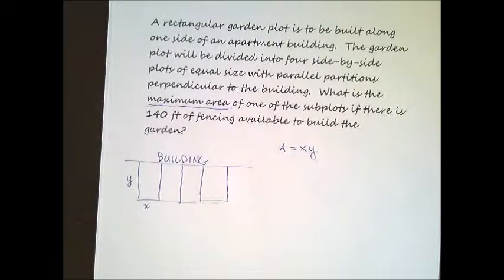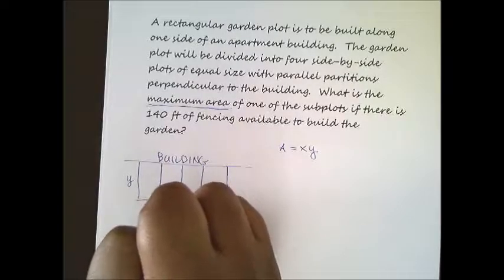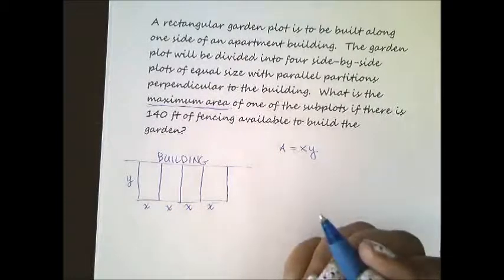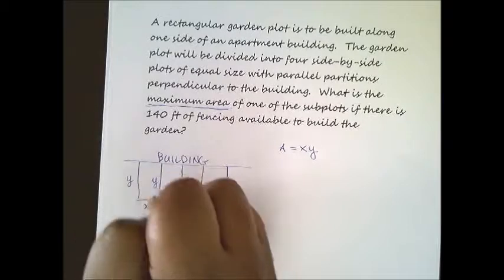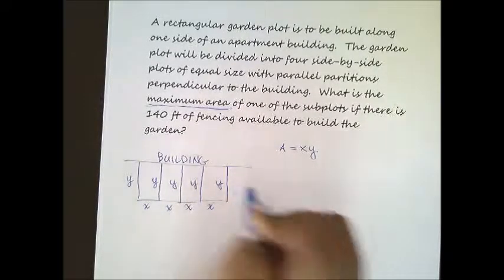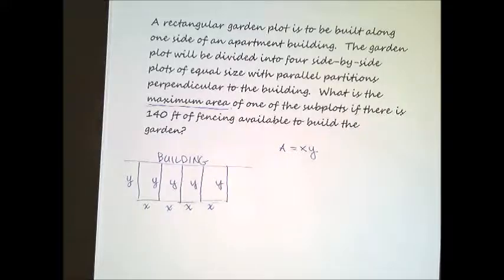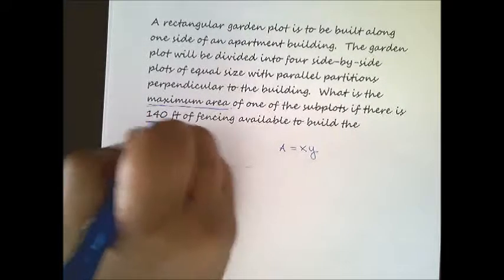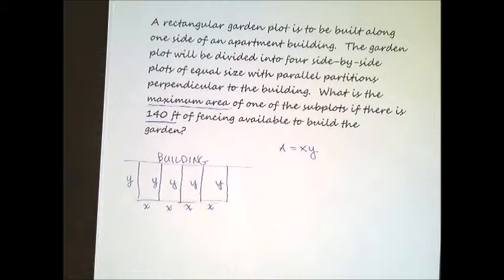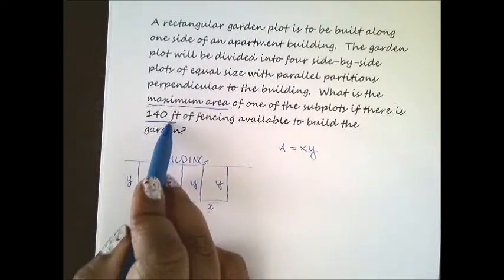So, in fact, all of these subplots will have the same width, since we said we wanted them to be equal. And all of these partitions will have the same length, because we want these to be equal. And I know that I want to have my area equation, my optimization function, if you will, in terms of x alone. So let's see if we have any constraints. Yeah, we only have 140 feet of fencing. So that means if I add up all of these lengths and add up all of these lengths, it should add up to 140.